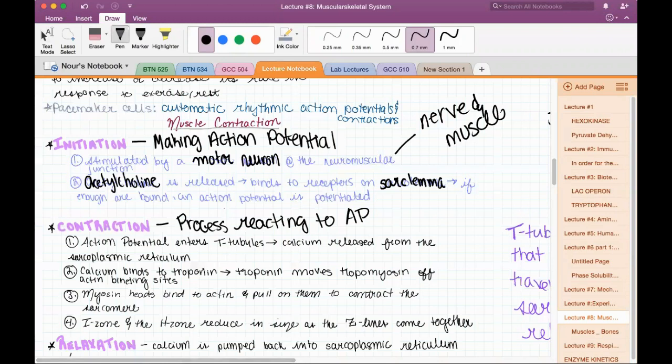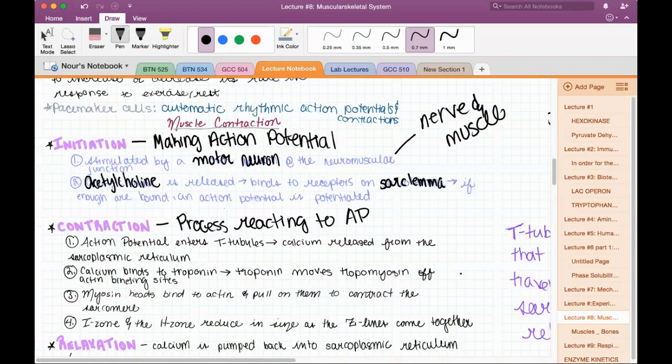I'm going to repeat what I just said. After the action potential was made, it enters the T-tubules. The T-tubules are the channels. They move the electrical impulse along the cell membrane, the sarcolemma, and trigger the sarcoplasmic reticulum to release the calcium stored inside. Then the released calcium binds to something called troponin. I'm going to explain what troponin is before I go any further.